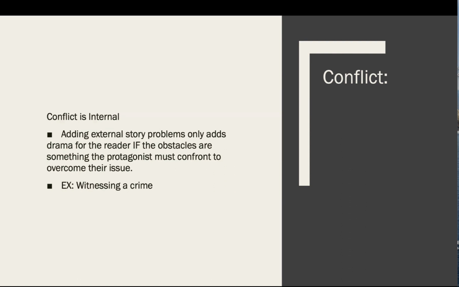Conflict tends to be internal. I know I write a lot of action scenes, and I write suspense, and a lot of that follows a very fast-paced external plot. But the conflict that people stick around for is internal. Adding external problems only adds drama if the obstacles are something the protagonist must confront to overcome their particular issue. For example, if I see a crime committed and it doesn't pertain to me, I make my report to the police and go home. However, if I see a crime committed and I know the victim, the perpetrator, or the event interferes in some way with my goal, I must confront the obstacle.